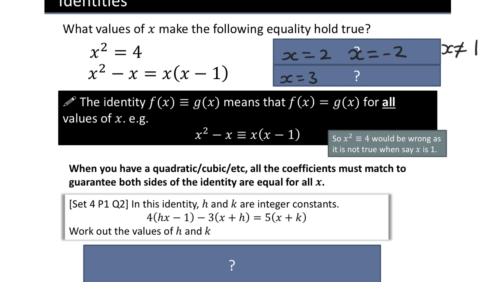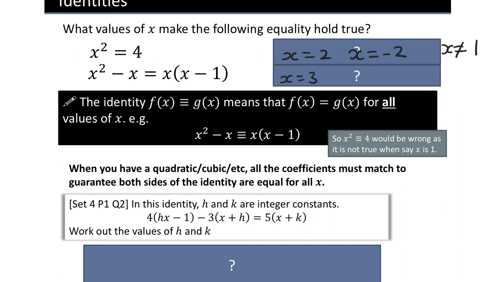The point I'm trying to say is that an identity means for any values of x, this would be true. Okay? So this is actually an identity, because for any value of x, this will be true. For number 1, it's not true for all values of x, okay?